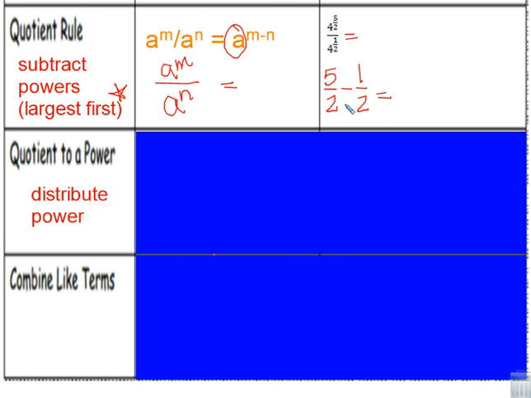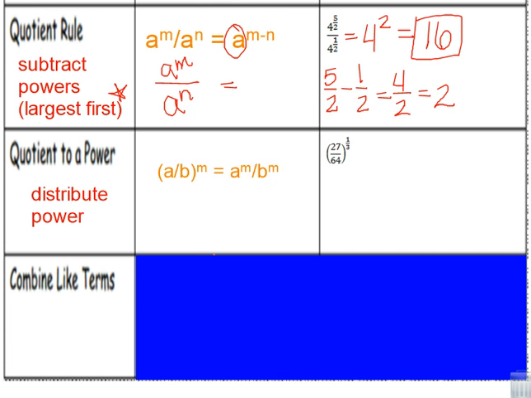Since they have the common denominator, we can keep that. And the numerator, 5 minus 1, gives us 4. But 4 over 2 is just 2. So since I subtracted the powers, I can keep my base of 4 because it was the same, and my new power is 2. But 4 squared just gives me 16. Hopefully we remember most of these.